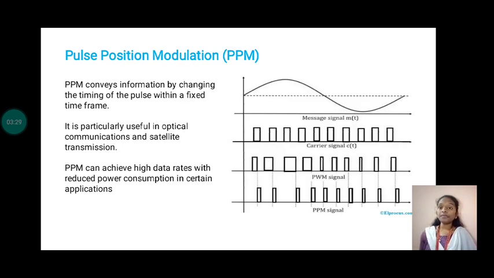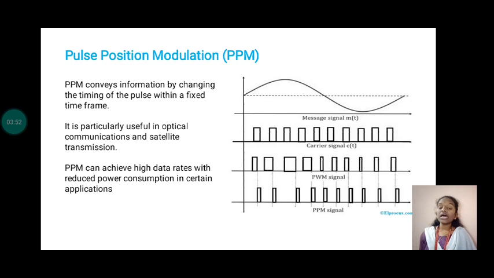The last one is pulse position modulation. PPM conveys the information by changing the time of the pulse within a fixed time. It is particularly useful in optical communications and satellite transmissions. PPM can achieve high data rates with reduced power consumption in certain applications.